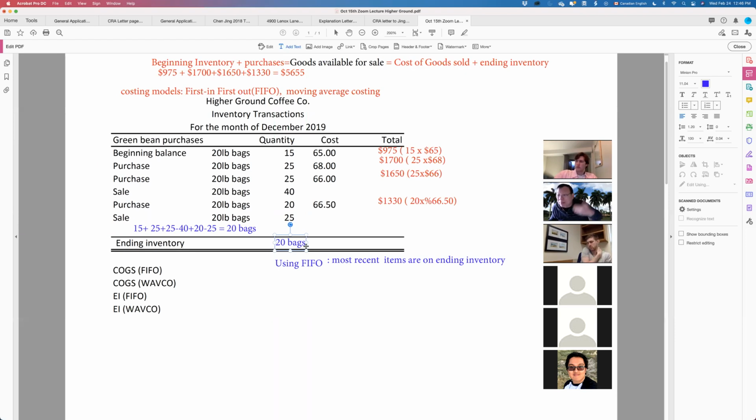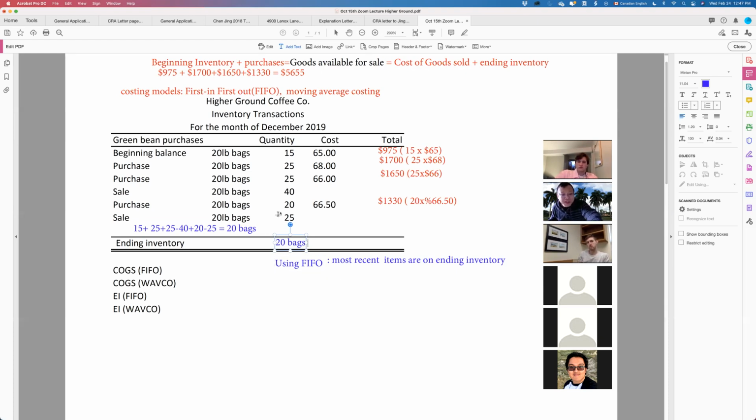So I have 20 bags left, and you told me that these 20 bags are the most recent items. Which purchase has the most recent items? There are three purchases. The 1,330 one. Exactly. So the third purchase has the most recent items. And what's the price? 66.50. Yeah, exactly.